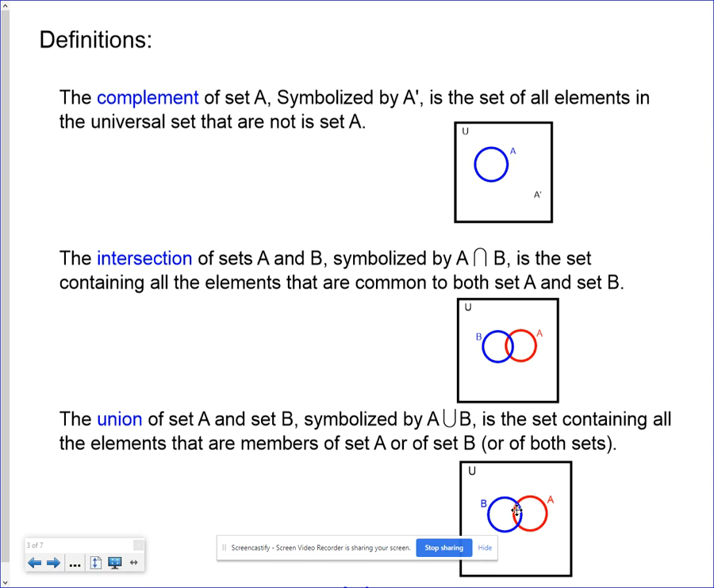We associate the word or with union. With intersection, we associate the word and. It has to be in both of them.